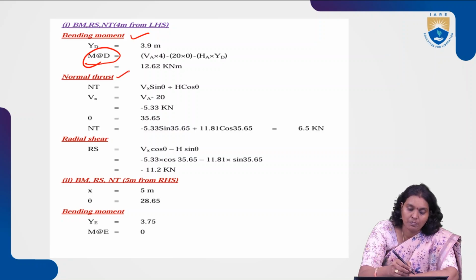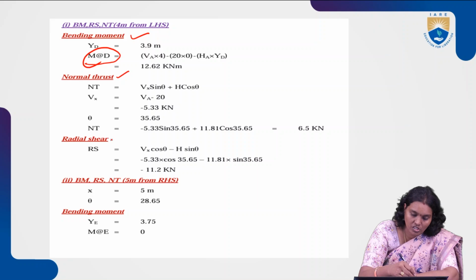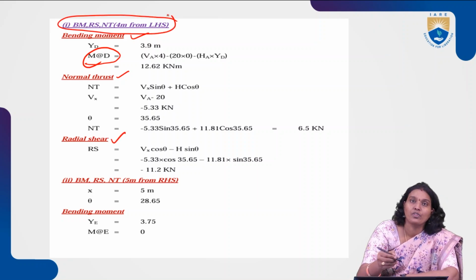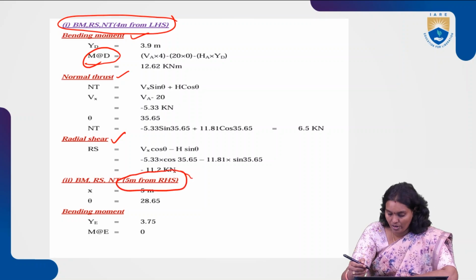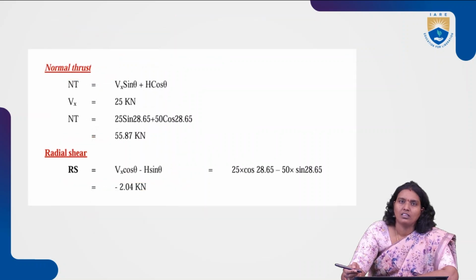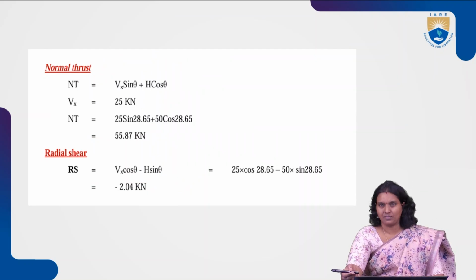For that, with respect to normal thrust and radial shear, we are going to find out from the LHS at 4 meters, and similarly at 5 meters from the RHS. According to that, we are going to find out the normal thrust and radial shear for their respective conditions.